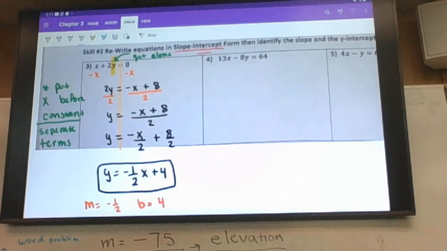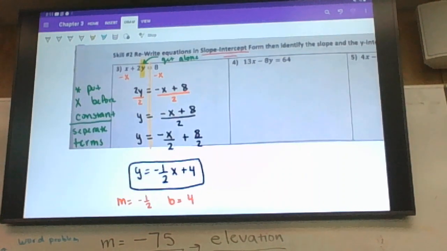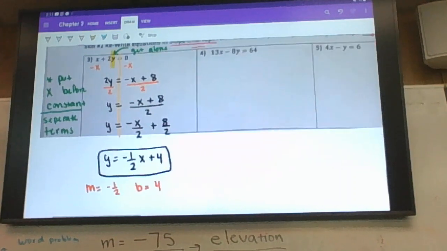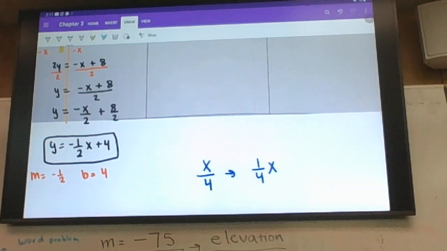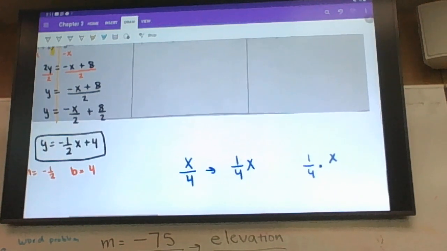Huh? X divided by 2 is 1/2. Yeah. Let me show you. Because x over 4 is 1/4 of x. Yeah. Because 1/4 times x, that's the same as x over 4. You know, those are all the same thing.